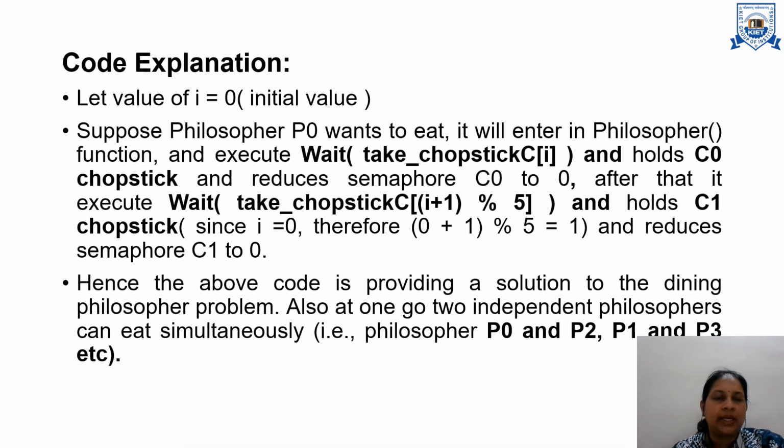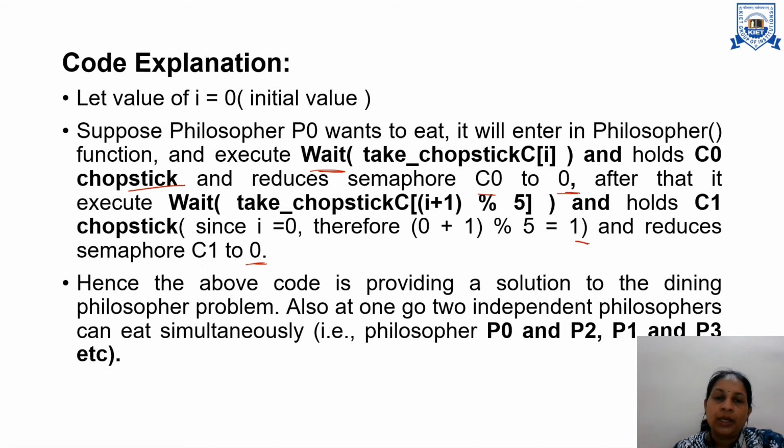Okay, let's quickly try to understand the code once again with the help of another example. Suppose a philosopher P0 wants to eat. It will enter the philosopher function and execute wait chopstick I, hold the C0 chopstick, and reduce the semaphore C0 to 0. After that, it will execute wait chopstick I plus 1 modulo 5 and hold the C1 chopstick. Since I equals 0, 0 plus 1 modulo 5 is 1, and it reduces semaphore C1 to 0.